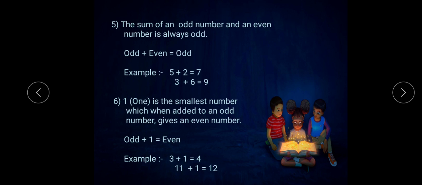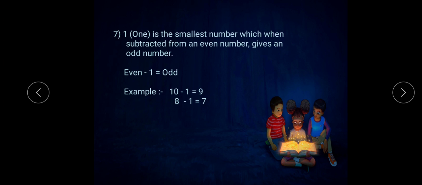You can see that 3 is an odd number. So when you are adding 1 to it, it will give you an even number. Similarly, you can see that 11 is an odd number. So when you add 1 to it, you get an even number. That is 12. Let us see the seventh point.